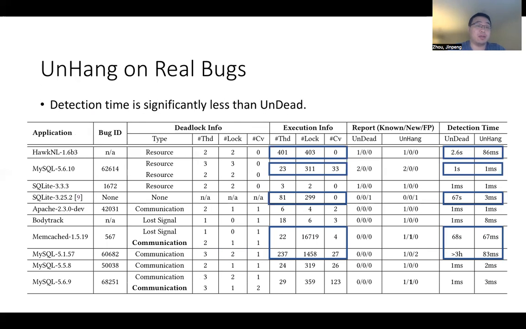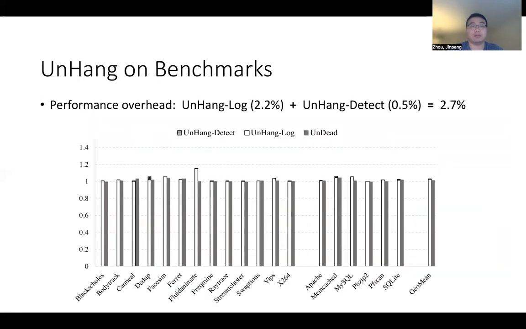We also evaluate the detection time for Unhand. Based on our observation, Unhand's detection time is significantly less than Undead. This makes sense because Undead is using the traditional DFS-based cycle detection, while Unhand is built on the reachability graph. We also run Unhand on benchmark applications, including PARSEC benchmarks and 6 real-world applications. The overall performance overhead is 2.7%, with 2.2% overhead for the logging phase and 0.5% overhead for the detection phase.